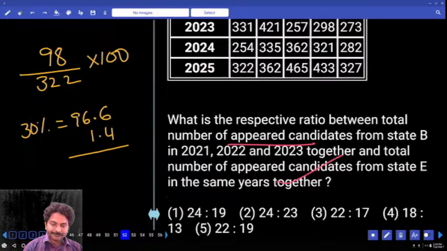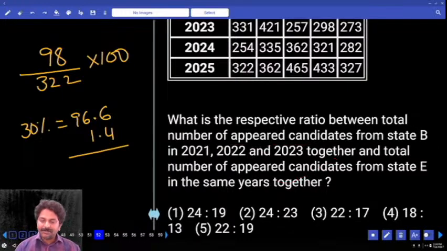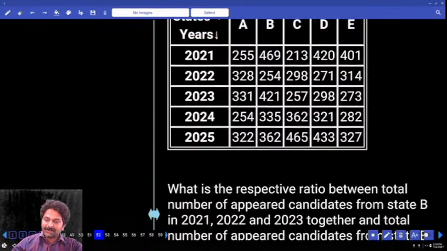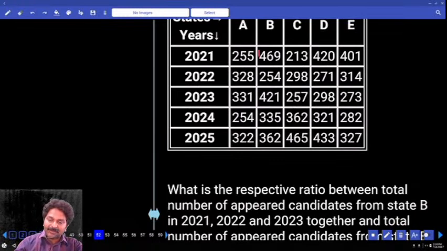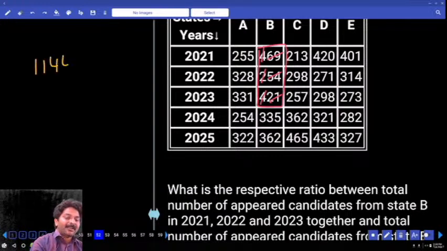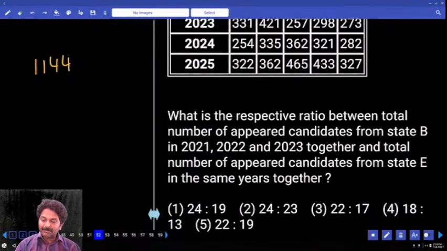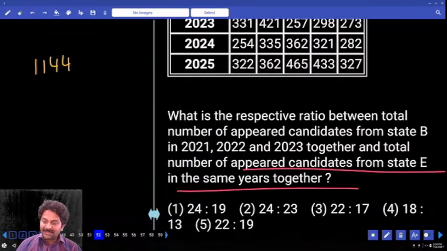Next, what is the respective ratio between the total number of appeared candidates from state B in 2021, 22, 23 together? All these numbers, hundreds places, 400, 400, 200. Round figure, remember, 69, 21. 90, 90 plus 54, 144. Total, 1144.